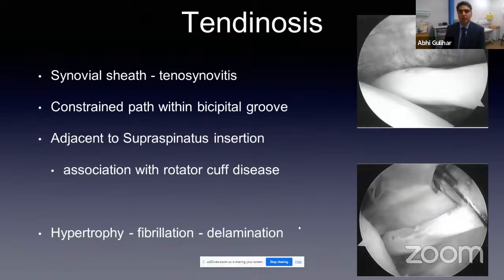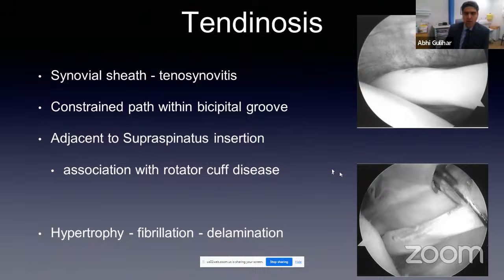So tendinosis of the biceps. Just like any tendon, biceps has got a synovial sheath, and therefore the synovial sheath can get inflamed. Now, when the tendon is inflamed, it is swollen and therefore increased in size, and it has a constrained path within the bicipital groove, which can then lead to friction, worsening of inflammation, more pain. And as it is adjacent to the supraspinatus insertion, impingement syndrome or inflammation of the supraspinatus anterior edge often causes inflammation of the long head of biceps.